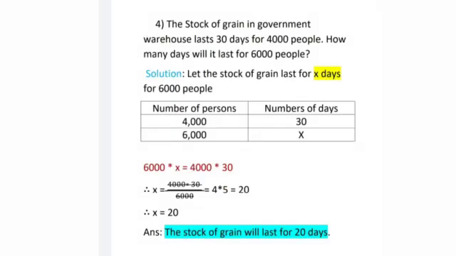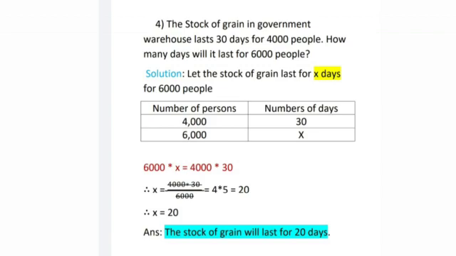The fourth sum. The stock of grain in a government warehouse lasts 30 days for 4,000 people. How many days will it last for 6,000 people? Now here children, for 4,000 people, the stock of the grain in the government warehouse was for 30 days, and we have to find out for 6,000 people how many days the stock of the grain will last. So 6,000 into x is equal to 4,000 into 30. Therefore x is equal to 4,000 into 30 upon 6,000.